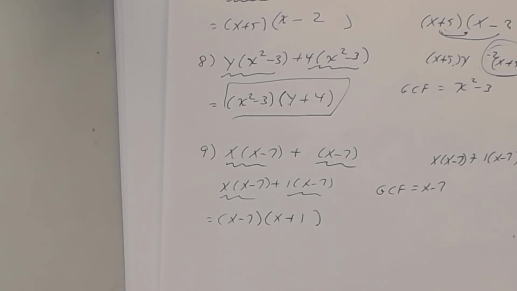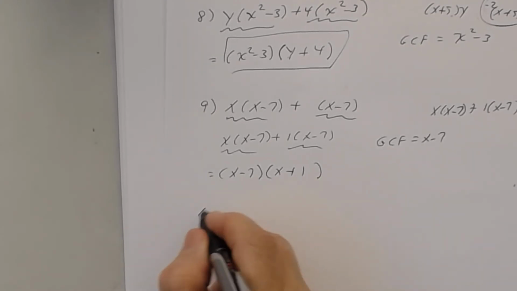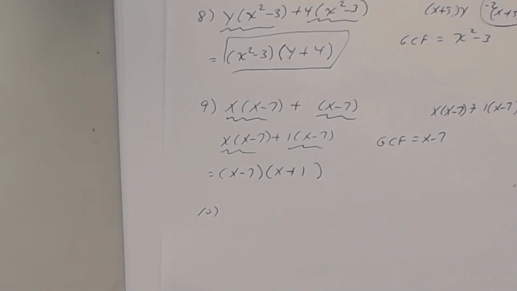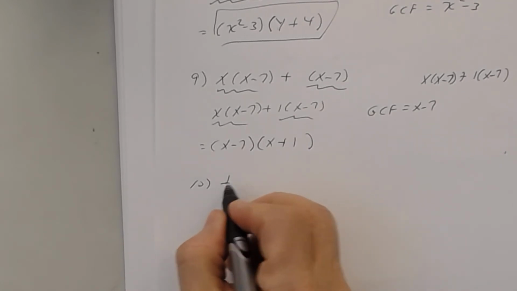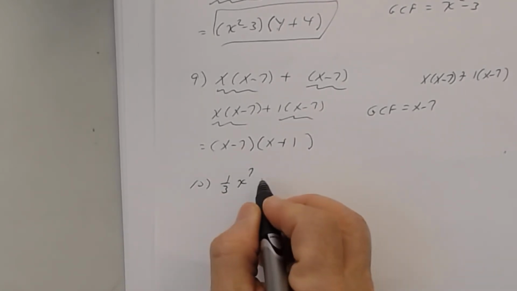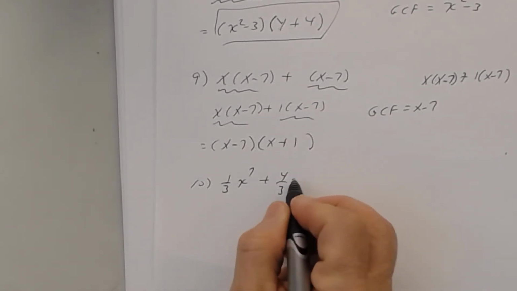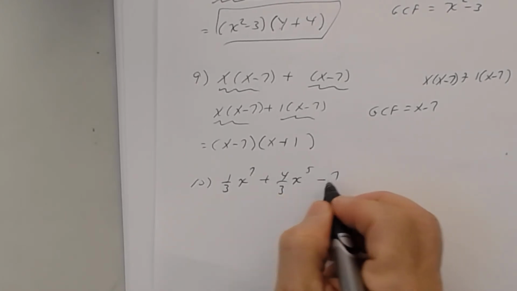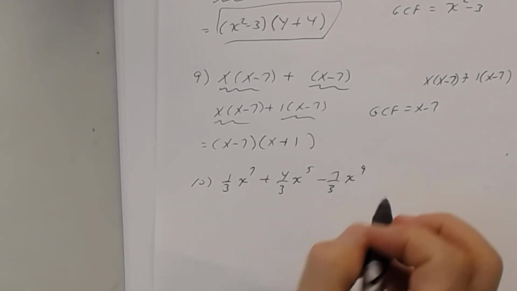Okay? All right. So we're going to come back to that idea in a little while. But number 10, let me just talk about number 10. There's a problem in my math lab that looks like it, and there's a problem on the worksheet that looks like it. So let's do one like that. It actually involves fractions. So it's 1/3 x to the 7th plus 4/3 x to the 5th minus 7/3 x to the 9th.